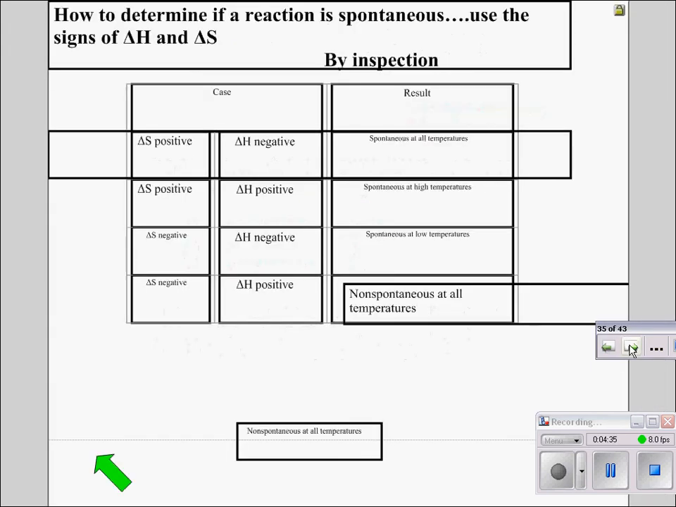The key thing you have to remember is there are two ways to find delta G that they ask on the AP exam. The first is by inspection, by looking at equations and interpreting them. That's what we're going to do. The other way is actually by calculating it using the Gibbs free energy equation.